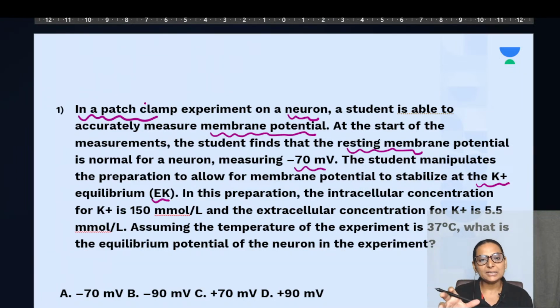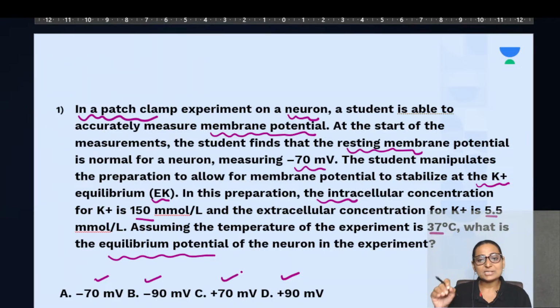So by patch clamp technique, you can study a single channel, right? So in this preparation, the intracellular concentration of potassium was 150 and the extracellular concentration of potassium was 5.5. Assuming the temperature to be 37, what is the equilibrium potential of the neuron in this experiment? Minus 70 millivolts, minus 90 millivolts, plus 70 millivolts, or plus 90 millivolts. So this question is related to one of the very important and high yielding points in general physiology, that is resting membrane potential.